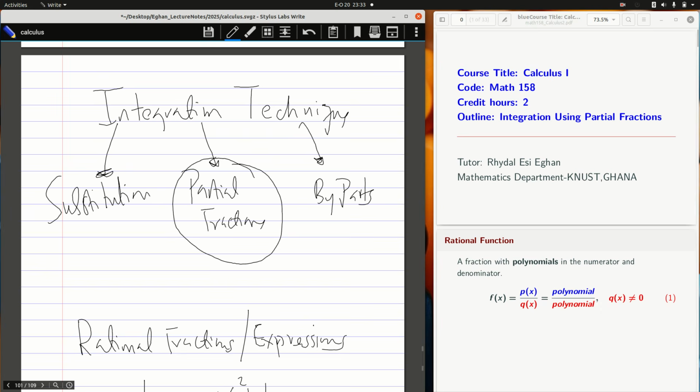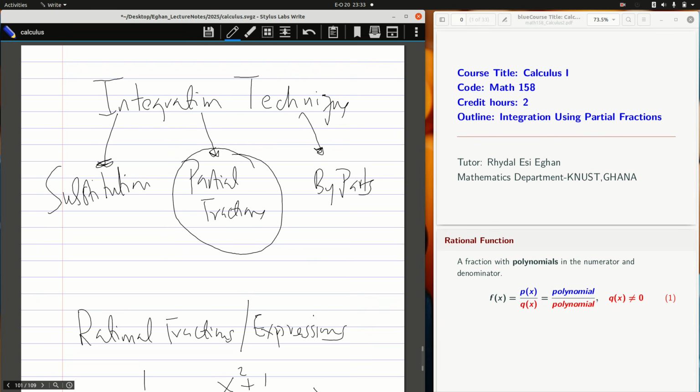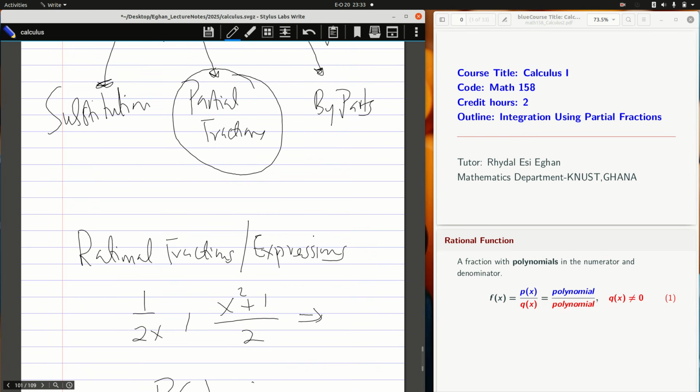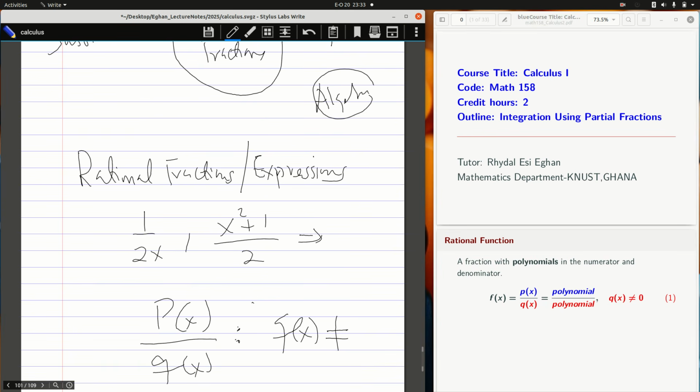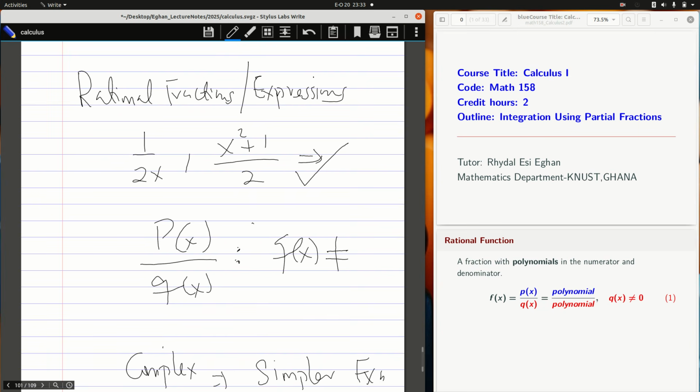Now partial fractions, in case you forgot what it's all about, you can go through the playlist on algebra. We treated partial fractions in there. You already know that partial fractions evolve from rational functions or expressions, like the examples we have here. Rational functions are mostly p over q, where p is a polynomial and q is also a polynomial, such that the denominator is never equal to 0, because we know a number over 0 is undefined, not infinity. It is undefined.